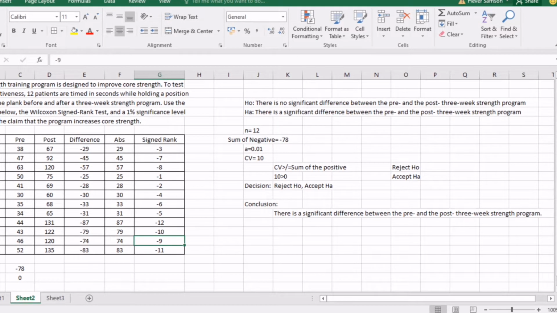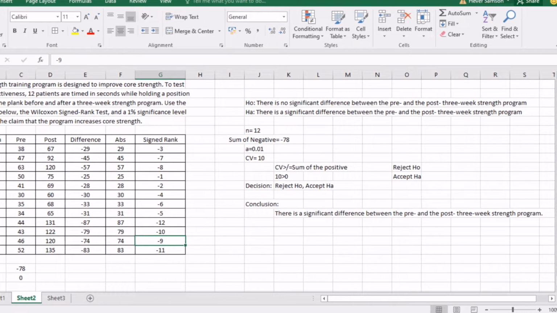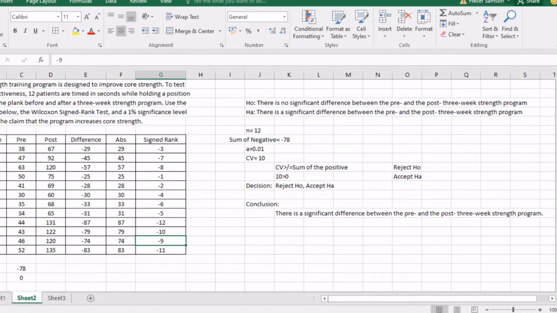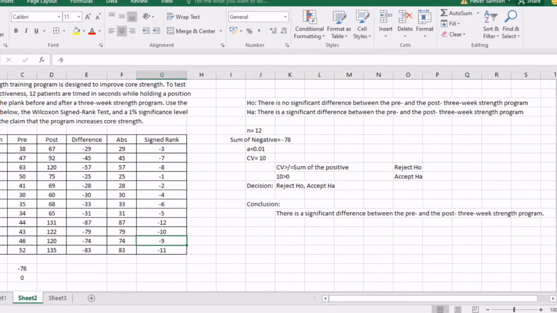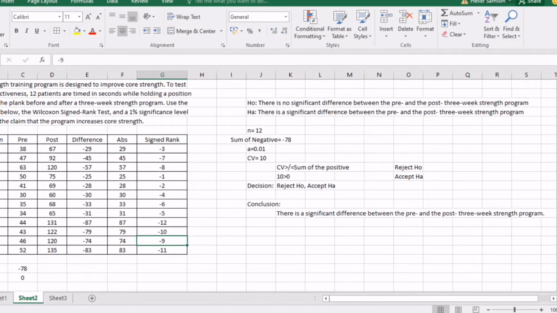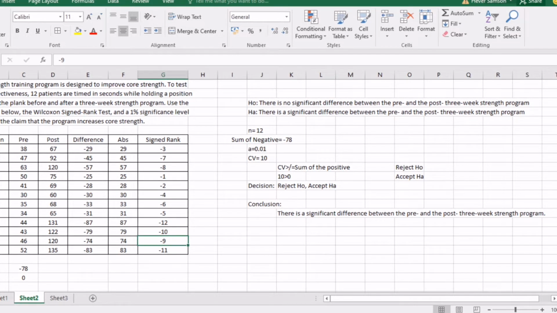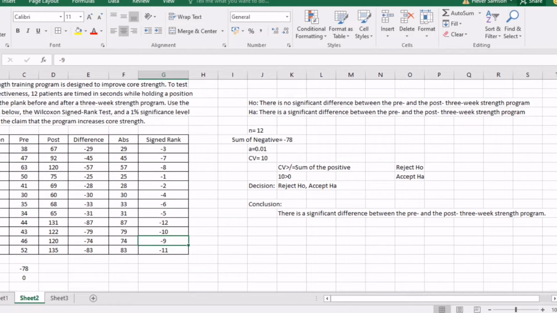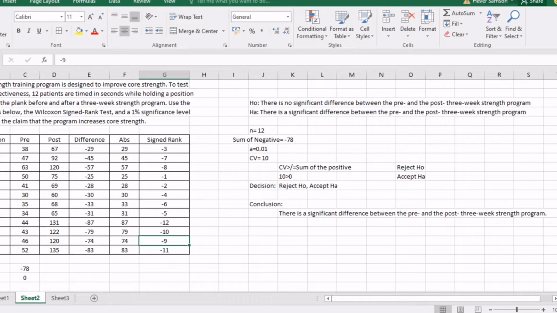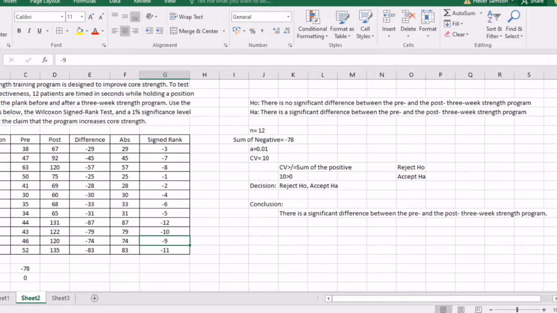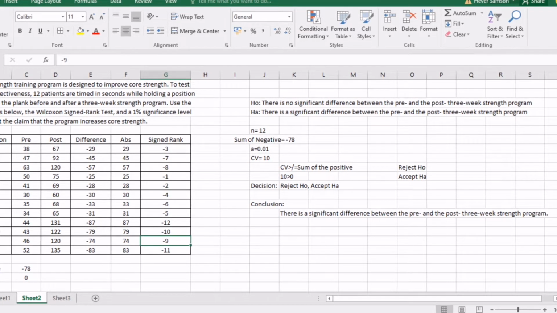On the before, prior to the program, the number of seconds for the first person is 38 seconds of planking. On the second person, 47 seconds. And then on the third person, 63 seconds, and so on and so forth. While after the 3-week strength program, the first person went from 38 seconds to 67 seconds of planking, the time he lasted. And then the second person from 47 to 92. The third person from 63 to 120.